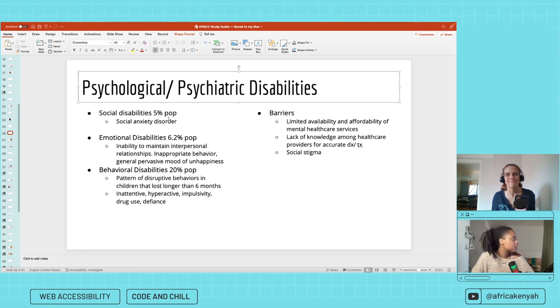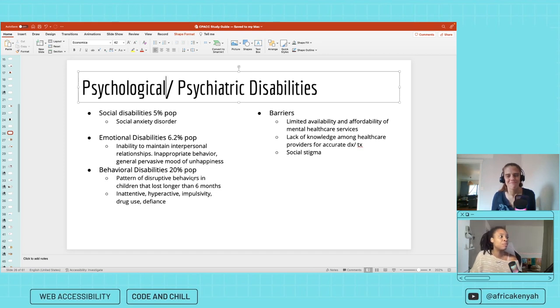Emotional disabilities, that's 6.2% of the population. So that would be for those with BPD, inability to maintain interpersonal relationships, inappropriate behavior. So things like ODD, what does that even stand for? Oppositional defiance disorder. I don't even know if that's still a thing anymore. In my day, a whole lot of my caseload had that. They would be wilding.